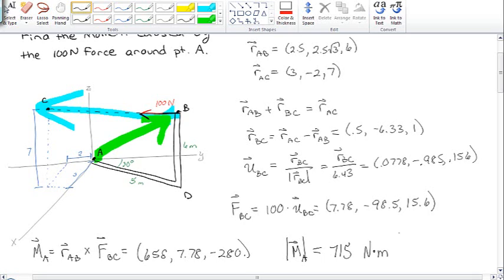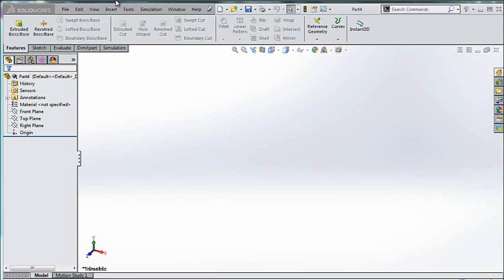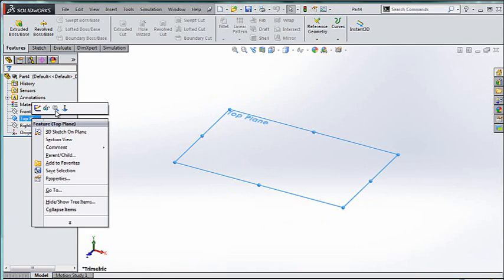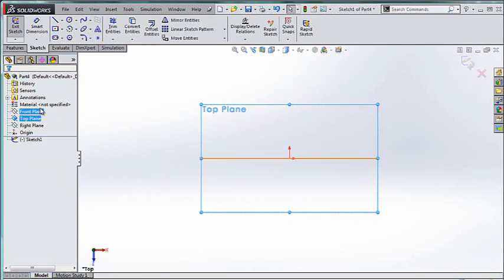So now our next goal, now that we know what answer we're looking for, is to see if we can get this in SolidWorks. Drawing this in SolidWorks is a little complicated because you're not doing something in just one plane, because it's coming out into the third dimension. So I'm actually going to go to the top plane and make a sketch. Just like that.